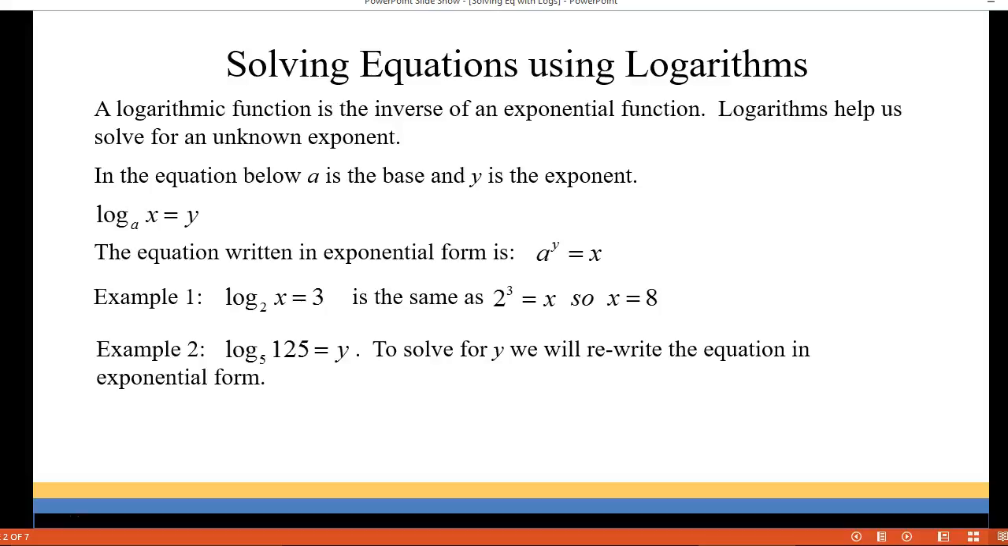If you have log base 5 of 125 equals y, you would first start off by rewriting it in exponential form. So 5 to the y equals 125. Then you have to figure out what 5 to what power is 125. So that would be 3. So your answer is 3.